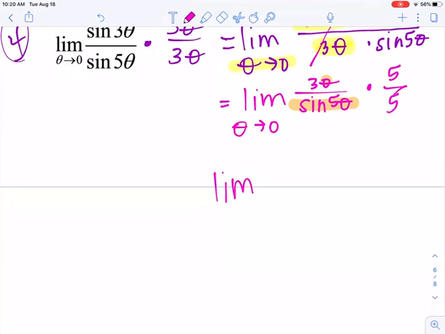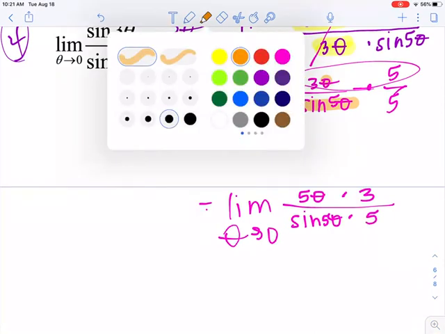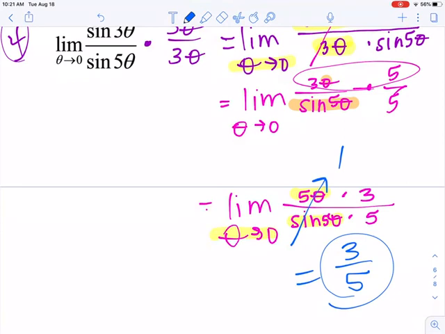And then once again, I'm going to rearrange, okay? So we have the limit, it's probably not good to write on that line, huh? We have the limit as theta approaches 0 of, I'm going to write 5 theta times 3 in our numerator. Okay, I just rearranged those a little bit. And then in our denominator, we have sine of 5 theta times 5. All right, so we have our special limit. As theta approaches 0, we have our 5 theta over sine of 5 theta. We know that that is going to go to 1. And then we're just left with 3/5.